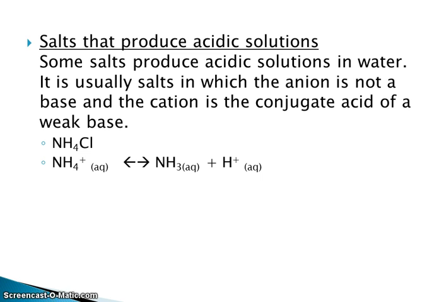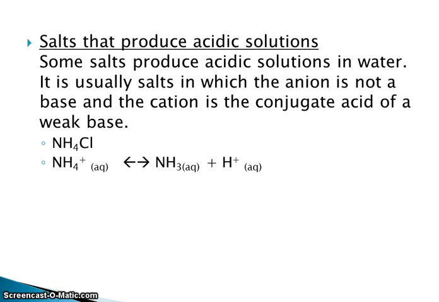Salts that produce acidic solutions. Some salts produce acidic solutions in water. It's usually salts in which the anion is not a base and the cation is the conjugate acid of a weak base. So a good example of this is ammonium chloride.